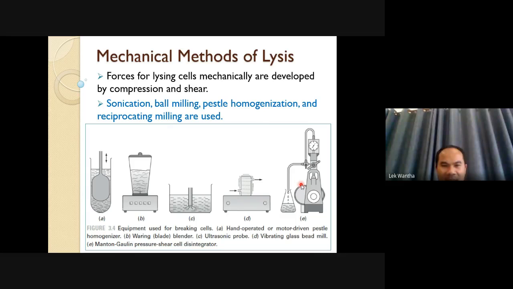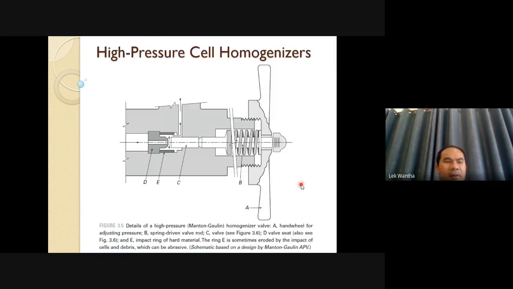Mostly in the mechanical system, we can use contact. The contact between the blade and the cell, the contact between the piston and the cell, or the contact between the mill or the ball mill and the cell. And also we can use ultrasonic. Okay. The most used is the homogenizer.